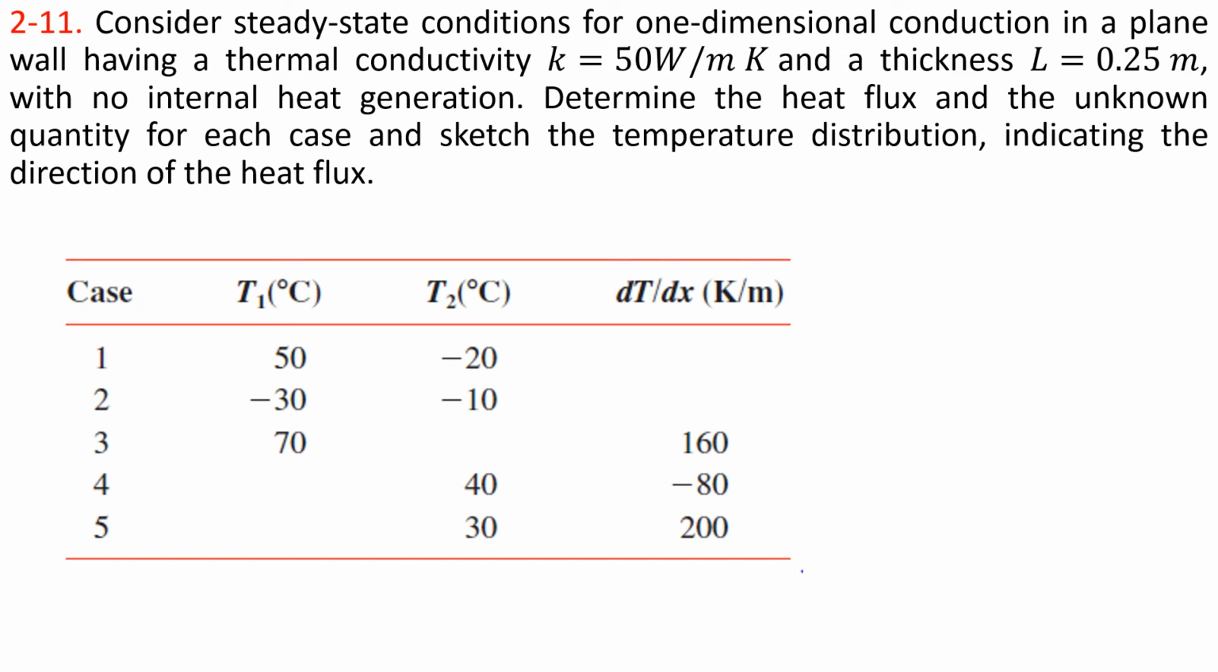The thermal conductivity of the material is 50 watt per meter Kelvin. This is the simple schematic of this problem. X is positive in the right direction. T1 and T2 are mentioned at the two faces of the wall, and we have to find dt by dx or T1 or T2, or simply we have to find the unknown for each of these three cases. And for all 5 cases we have to find the value of heat flux.